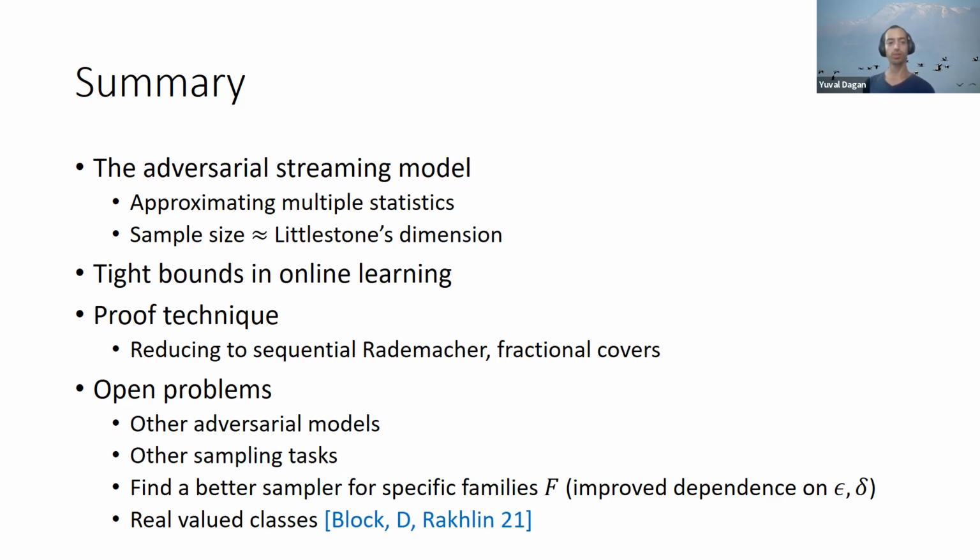Now, what are the open problems? So we can think of maybe different models for the adversary. We can think of other sampling goals. We can, in fact, perhaps find better sampling algorithms for specific families of statistics that improve the dependence on epsilon and delta. So for some families it is not possible to improve, but for some of them, perhaps this dependence can be improved. And also we can consider real valued function classes. And this was already considered in some future work, but there are a lot more open questions to consider.